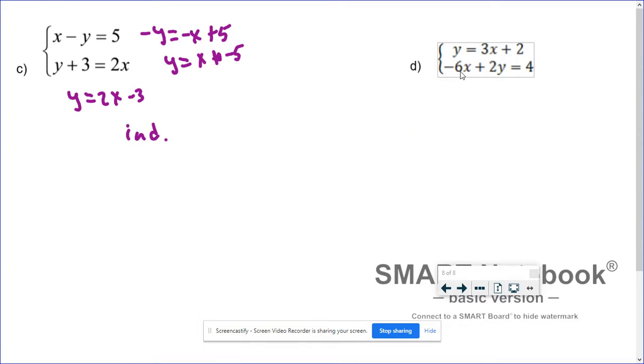First equation is done for you. Add 6x to both sides, so you get 2y is equal to x plus 4. Divide everything by 2, and you get y is equal to 3x plus 2. Turns out it's the same exact equation. So again, this is a dependent system. If it was asking you for the solution, it would be infinite solutions.